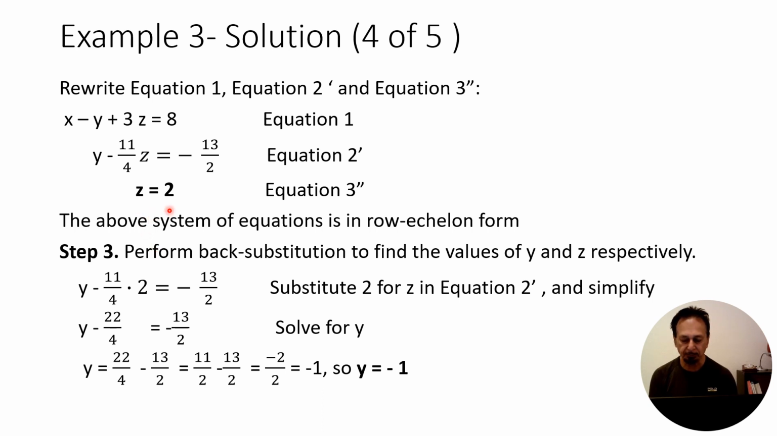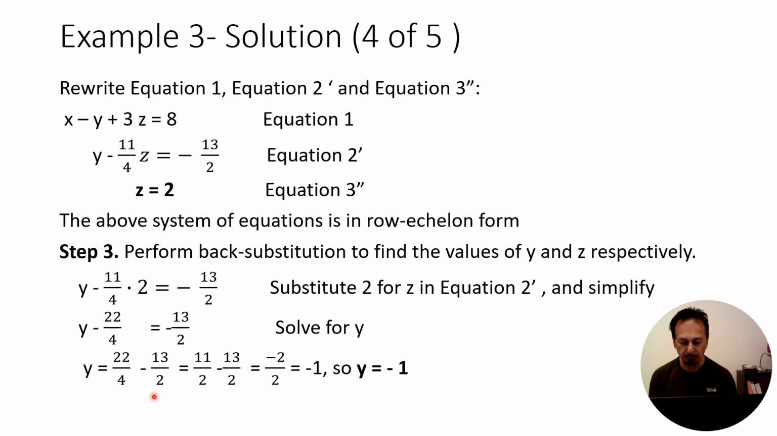So we substitute z equal to 2 in the previous equation. So now we have y minus 11 over 4 times z, where z is 2, equal to minus 13 over 2. So let's simplify: 11 times 2, 22 over 4, y minus 22 over 4 equals minus 13 over 2. Now we can move the minus 22 over 4 to the right side. So it becomes y equals 22 over 4 minus 13 over 2.